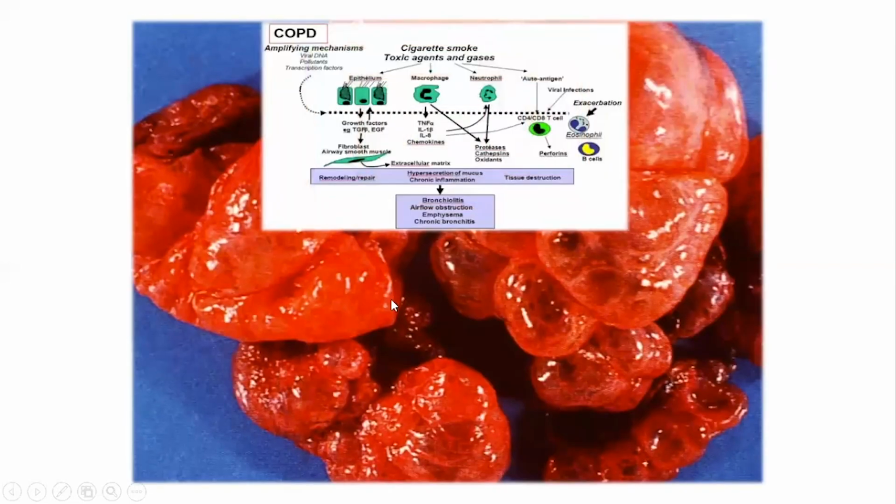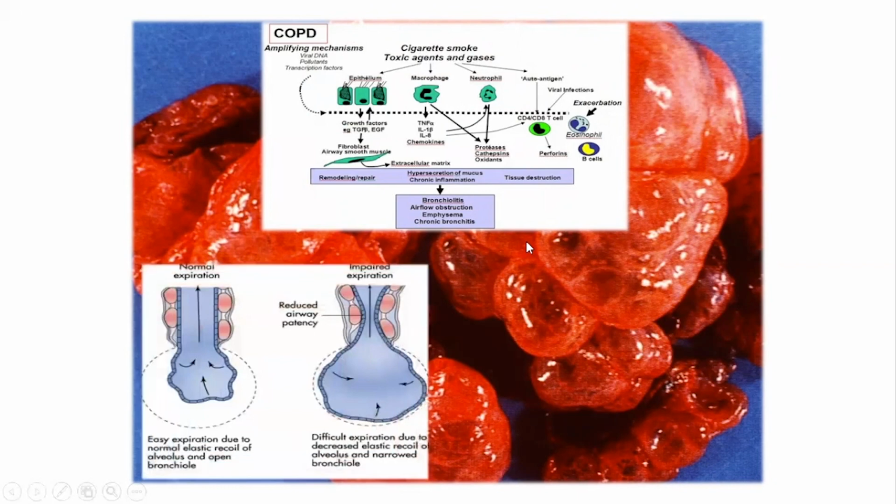Now, how did the normal lung become an abnormal lung? The mechanism is really quite complicated. Just to simplify things, exposure to, for example, particulate matter or cigarette smoke will eventually lead to a cascade of inflammatory agents that will eventually produce abnormalities in our airways.